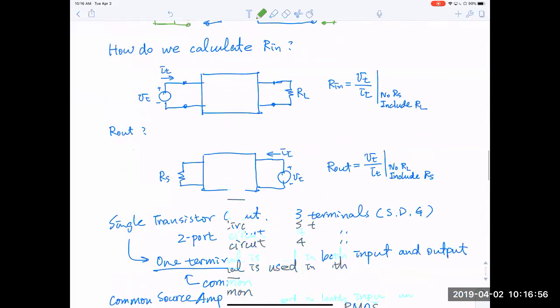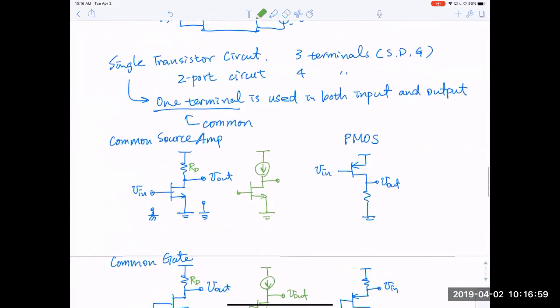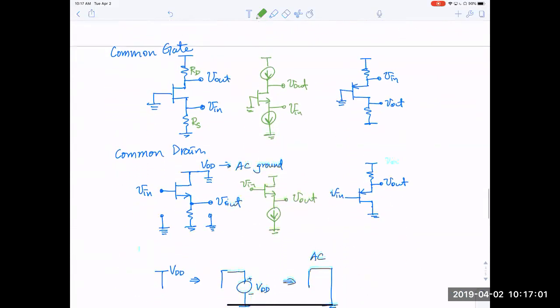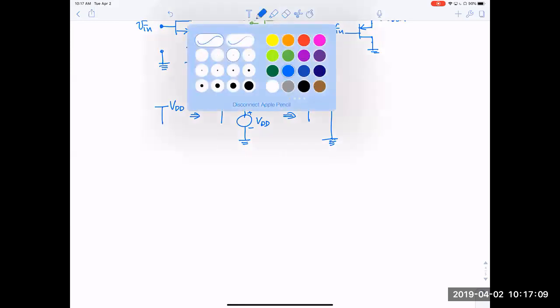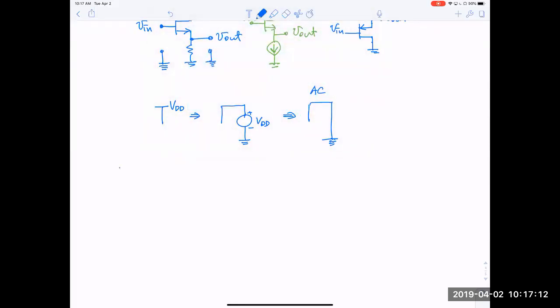Okay, so we already talked about common source, right? But we haven't talked about the equivalent input-output resistance yet. So let's briefly talk about common source.